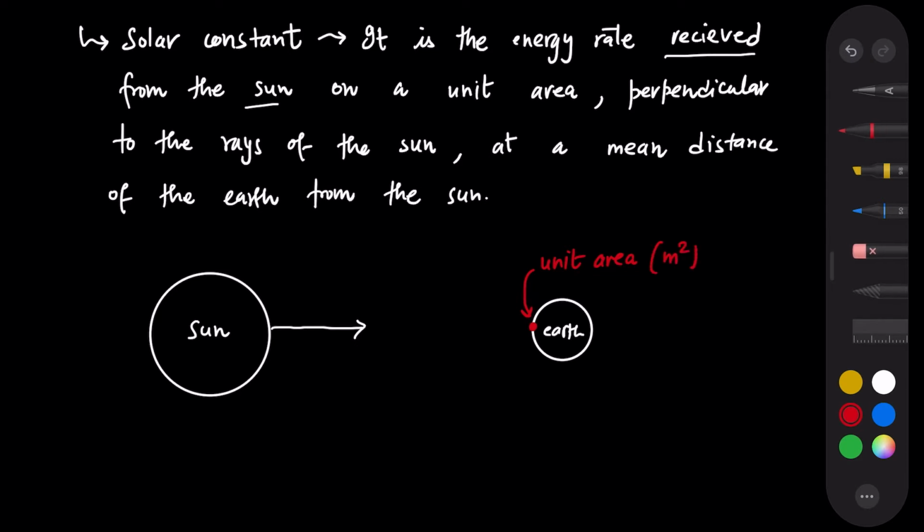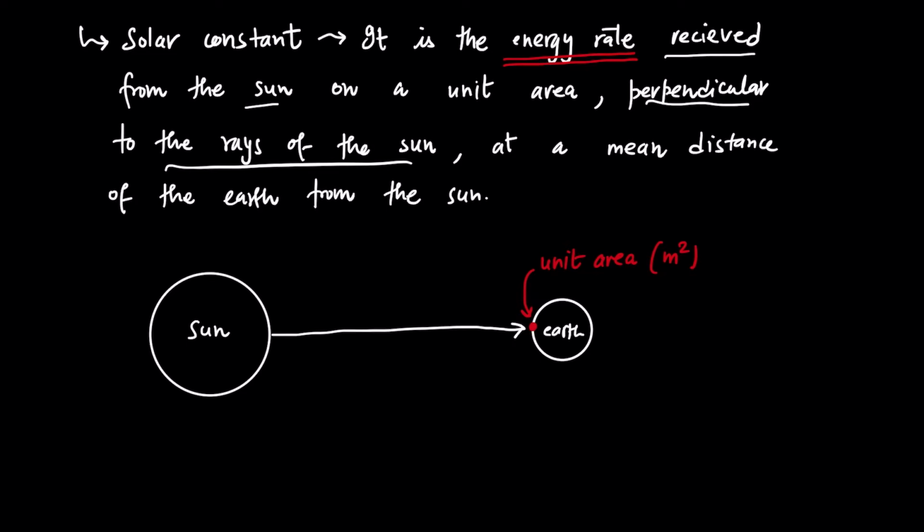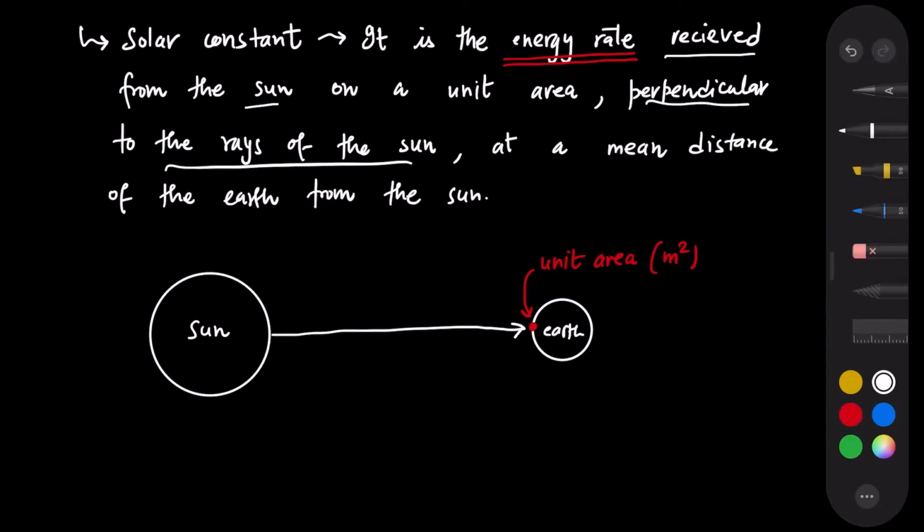So it is the energy rate received from the sun. First of all, it is an energy rate. Energy rate means watt or joules per second. It is the energy rate received from the sun on a unit area perpendicular to the rays of the sun. What does perpendicular to the rays of the sun mean? It means that these rays make an angle of 90 degrees with the unit area that we are considering.